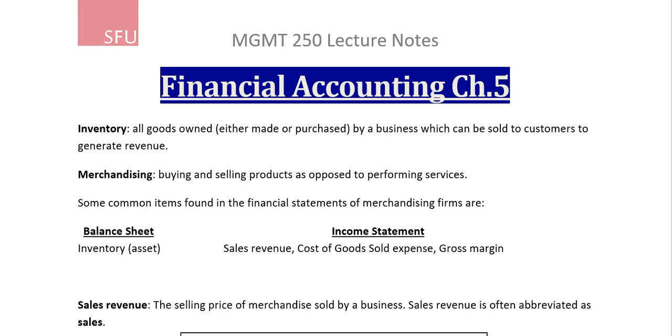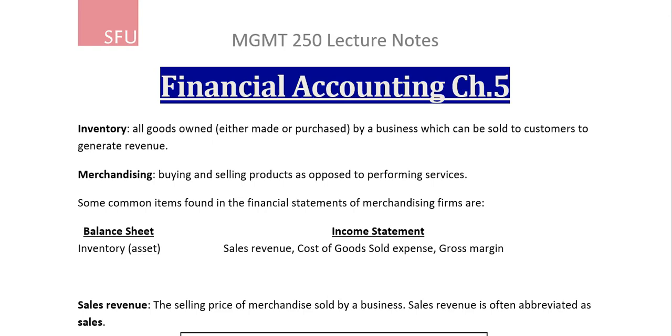Some common items found in the financial statements of merchandising firms are, and you're going to see these come up over and over again in this course, and probably any future accounting courses you take. On the balance sheet, we will have inventory in the assets section. So inventory is something that we hold amongst our other assets, which is likely going to help us make money in the future. So it's classified as an asset for the business.